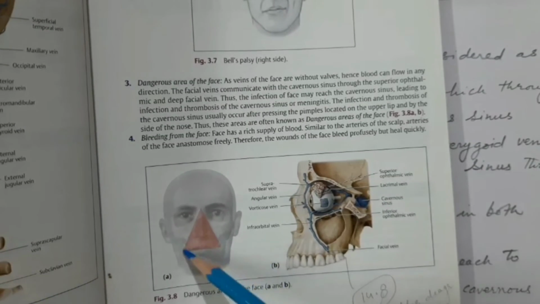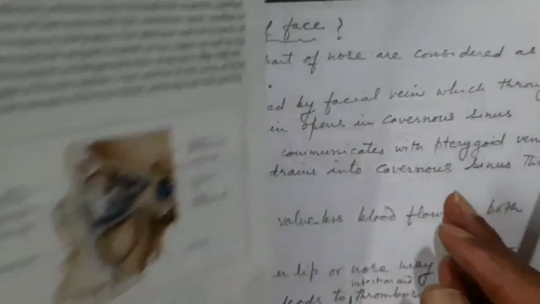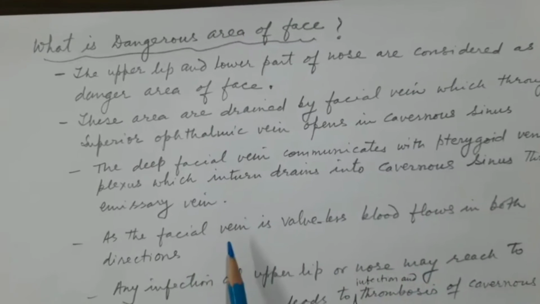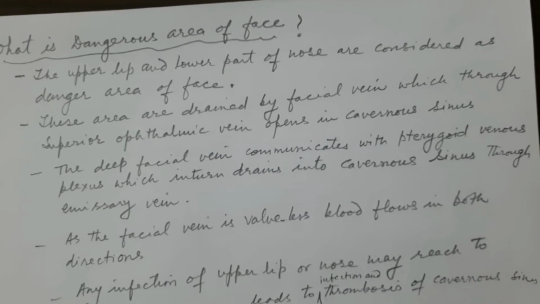This much part, the lower part of the nose and the upper lip, are called the danger area of the face. Okay, the danger area of the face. And why they are called that, I will explain. These areas are drained by the facial vein. Okay, as we have seen, they are drained by the facial vein.